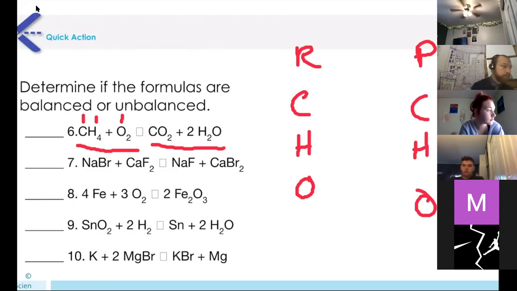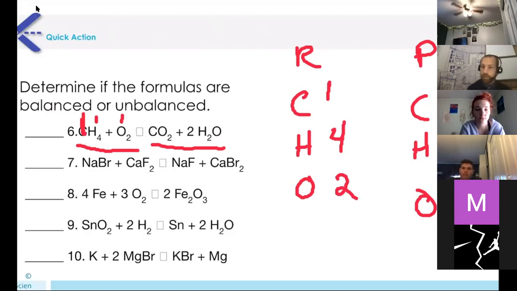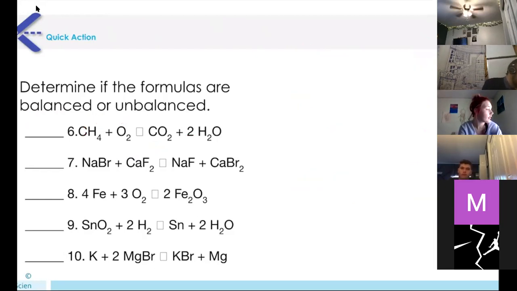So we've got a choo-choo here. In this case, we have 1 carbon, 4 hydrogen, 2 oxygen. And then on my product side, I've got 1 carbon, looks like 2 oxygen. Oh, and another 2 oxygen from over here. So that's 4 oxygen and 4 hydrogen. Are these balanced? No, these are not balanced. So the first one, not balanced.